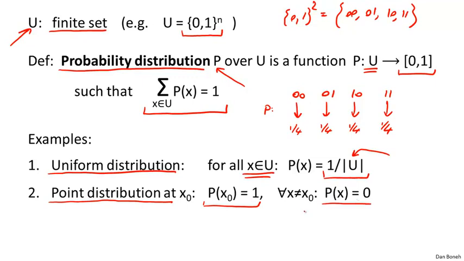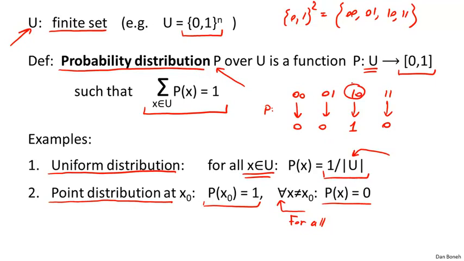And by the way, I want to point out that this inverted A here should be read as "for all". So all this says is that for all x that are not equal to x0, the probability of that x is equal to 0. So again, going back to our example, a point distribution, for example, that would put all its mass on the string 1, 0 would assign the probability 1 to the string 1, 0 and 0 to all other strings. So now if I sample from this distribution, I'm always guaranteed to sample the string 1, 0 and never sample any of the other strings.